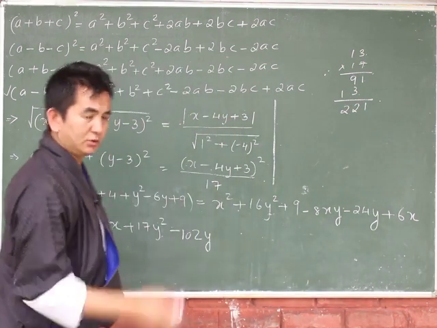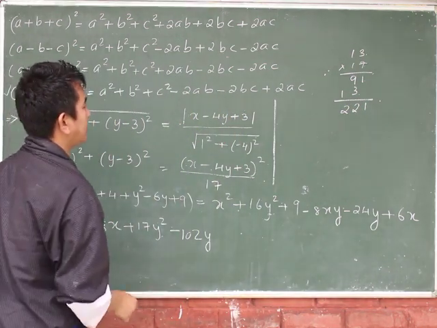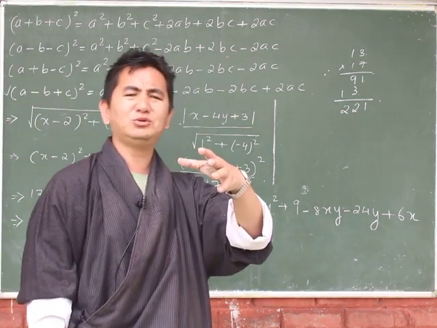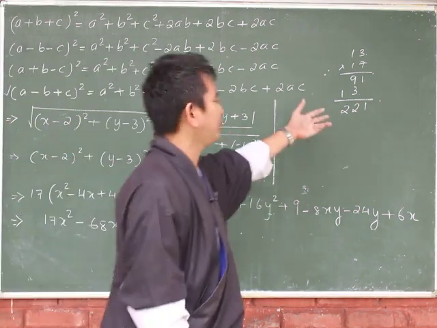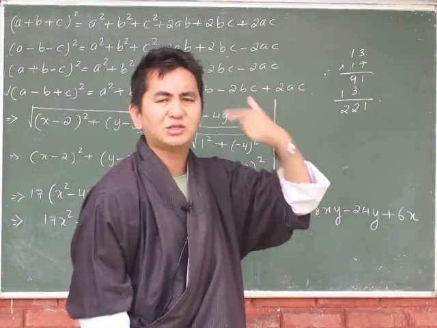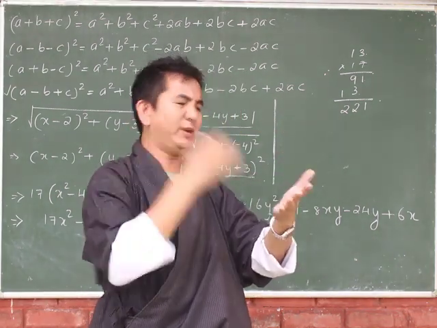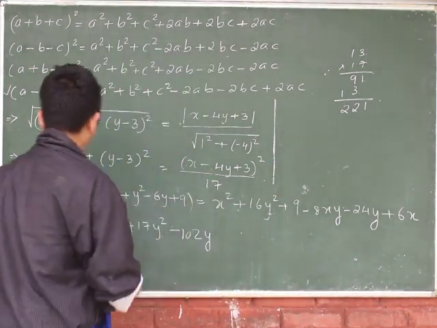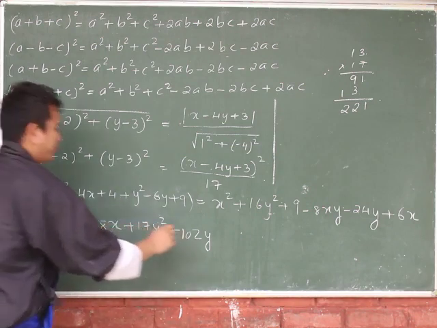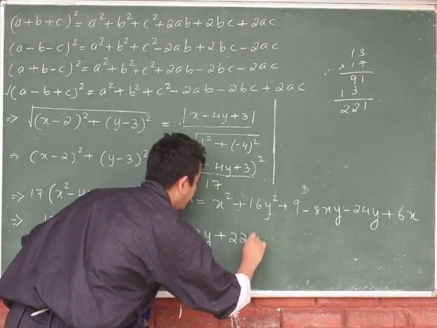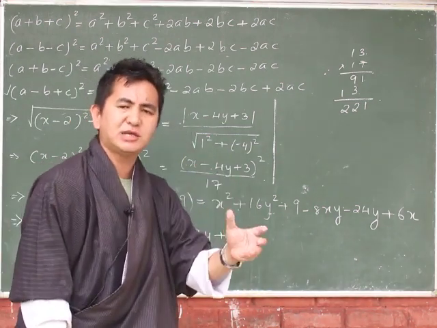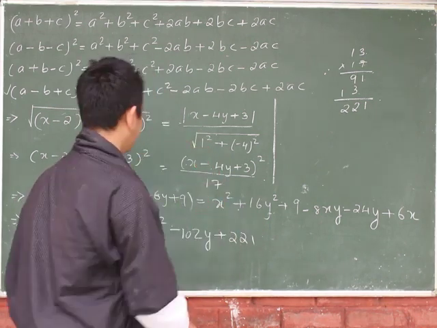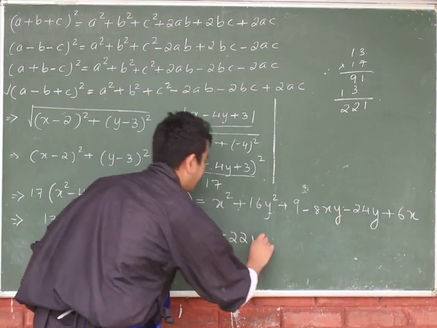I hope it's correct. You can use the calculator, yes, 221. But it's not advisable to use the calculator. As far as possible, try to do manually. That way your brain will start working. When you use a calculator, your brain will always be on the calculator. Try to use a calculator wherever necessary. Otherwise, avoid using it. Plus 221.